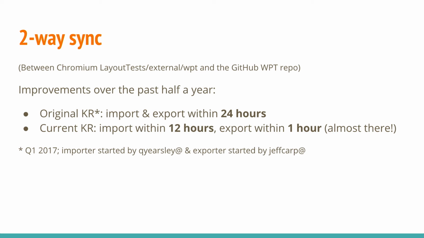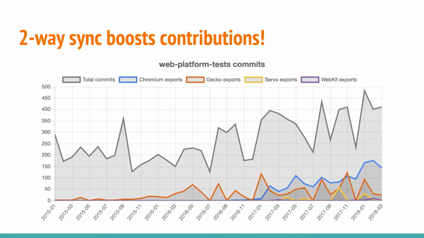Since last year, Quinten and Jeff have built this importer and exporter. We have made some improvements in terms of stability and latency. Our latency is now down to 12 hours for the importer and within 1 hour for the exporter. Most importantly, we see two-way sync actually helps. It boosts contributions from Chromium to WPT. Our contribution has tripled since we introduced import-export. We can also see other browser vendors doing it or starting to do it, so this is a good sign for the project.